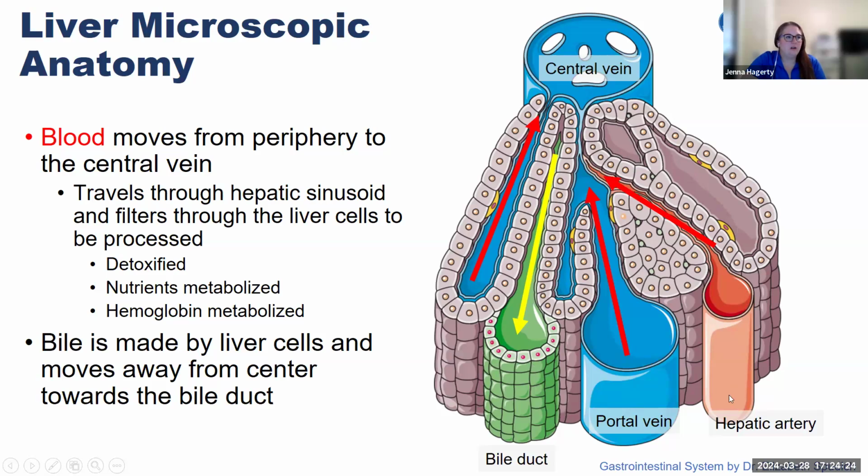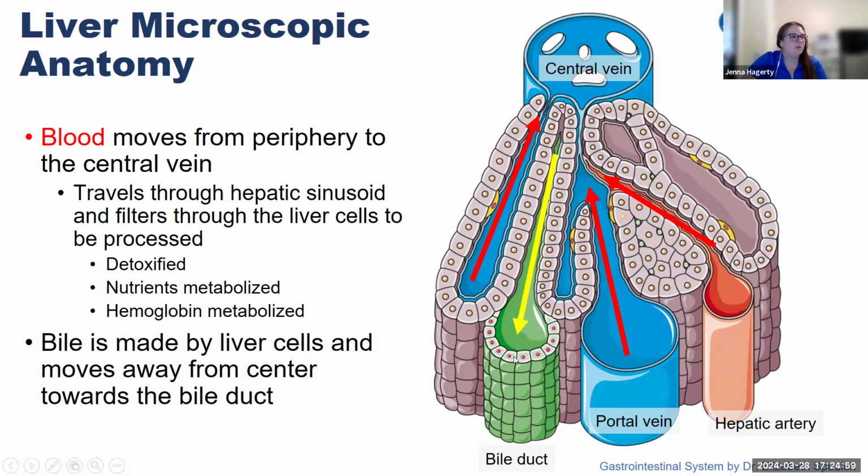And we can see the artery will be supplying nutrients to the tissue itself, but the portal vein will actually move blood from the periphery to the central vein. And this will travel through our hepatic sinusoids shown here and filter the liver cells to be processed, so like detoxification, where nutrients are metabolized, hemoglobin metabolized, and then the bile made by the liver cells will move away from that central vein into the bile duct to go into the gallbladder itself.